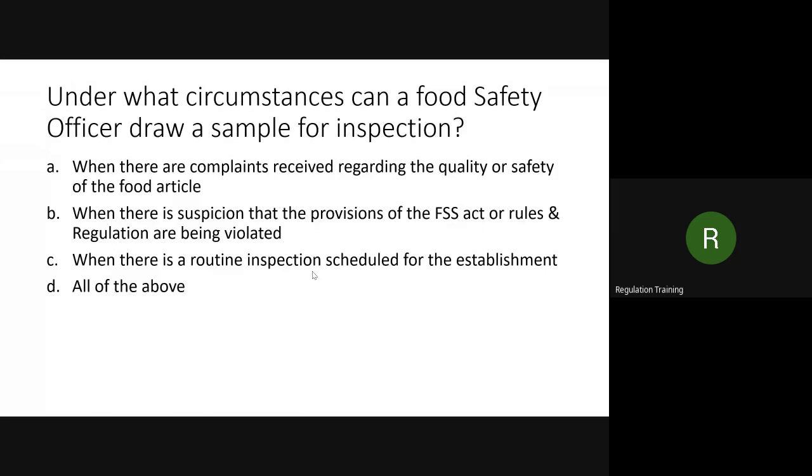C is saying when there is a routine inspection scheduled for the establishment. Suppose a routine audit is scheduled, like every year it is mandatory for inspection, or when you are applying for renewal or a new license, inspection will happen. So when they are coming, then they can take sample. So that is also correct. So the correct answer is all of the above.